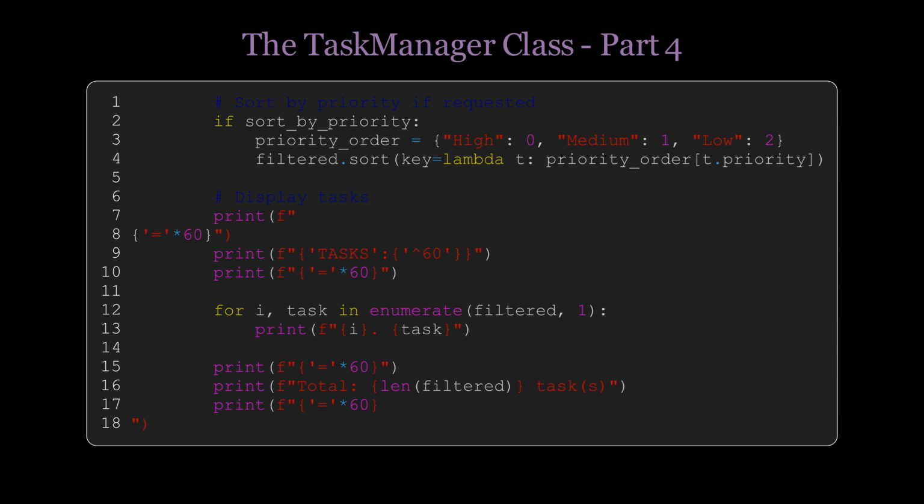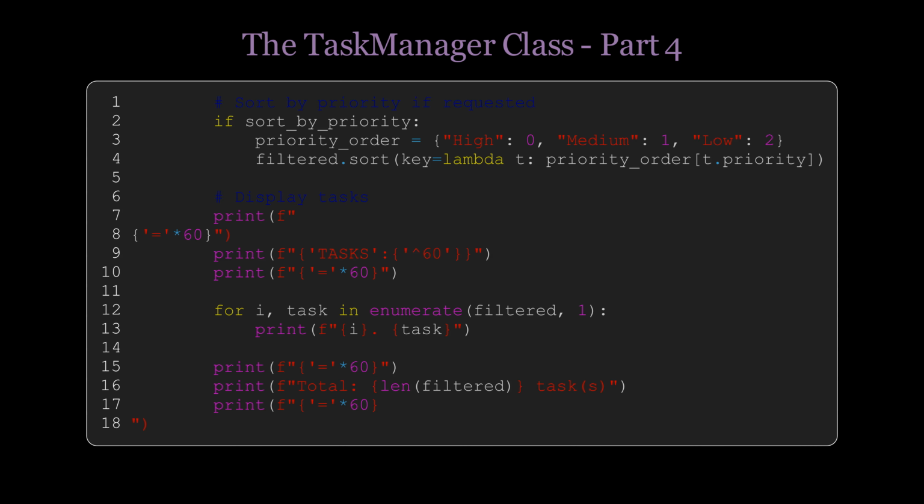Now we continue the view_tasks method by sorting and displaying the tasks. We'll handle priority sorting and format the output beautifully. If sort_by_priority is true, we sort the filtered tasks. We create a priority order dictionary mapping high to 0, medium to 1, and low to 2. We use the sort method with a lambda that looks up each task's priority in this dictionary. This sorts high first, then medium, then low.